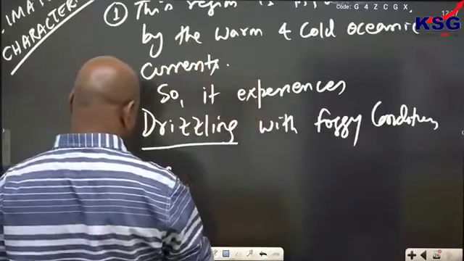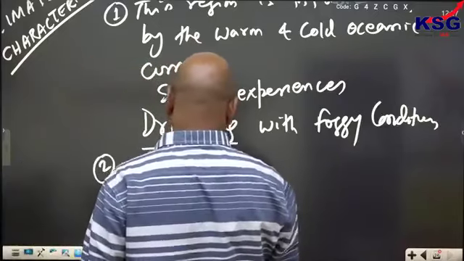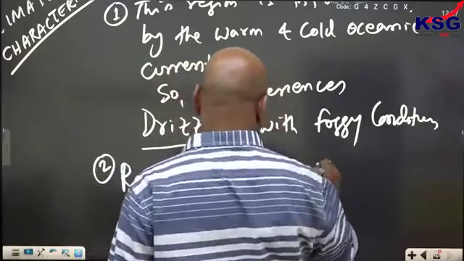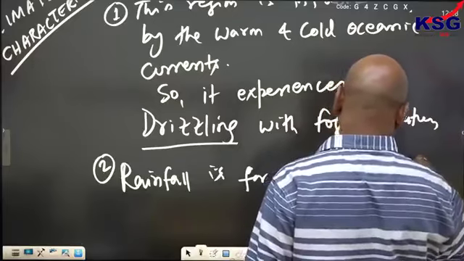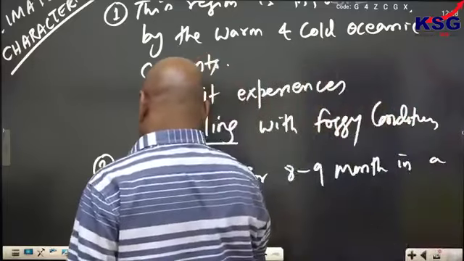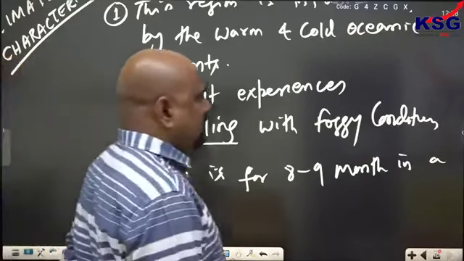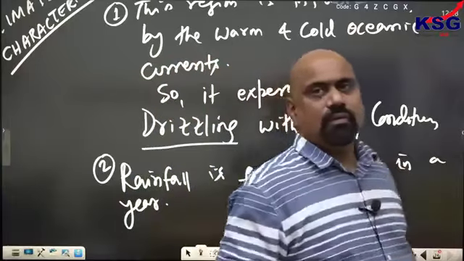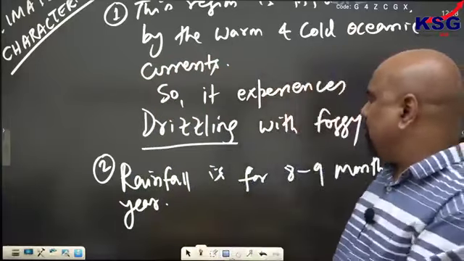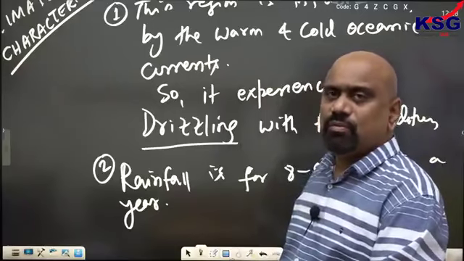Rainfall is for 8 to 9 months in a year. एक साल में 8 से 9 महीने तक बारिश होगा। 8 to 9 months in a year you have rainfall here. Okay, a very, very important thing. Rainfall is for 8 to 9 months in a year.